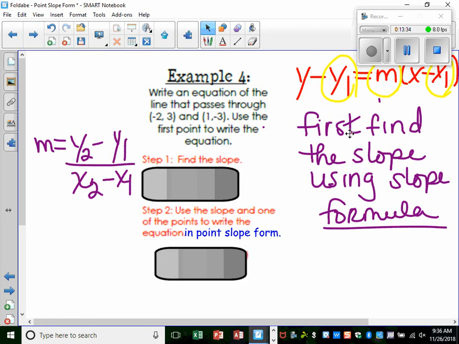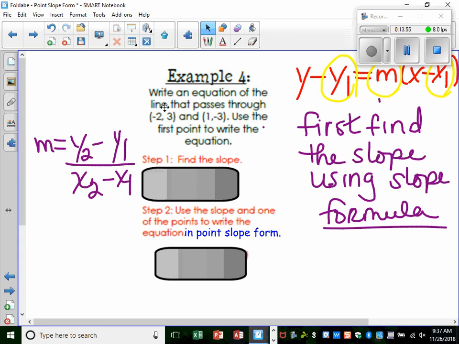So first, find the slope using the slope formula. Please write that down. This is the first thing you do because you've got to know where to start. So first, find the slope using the slope formula. And then I put the slope formula over here. And I know that's a formula you guys should know by now.